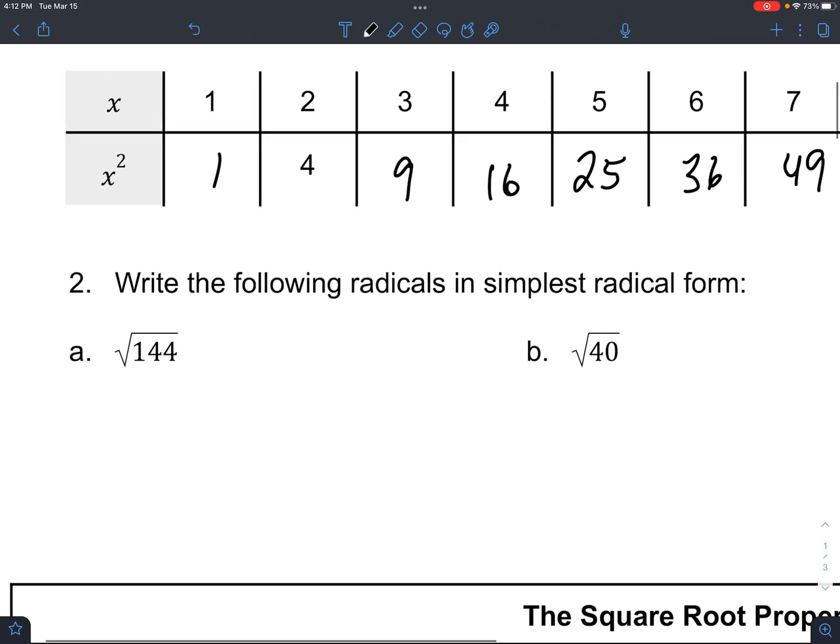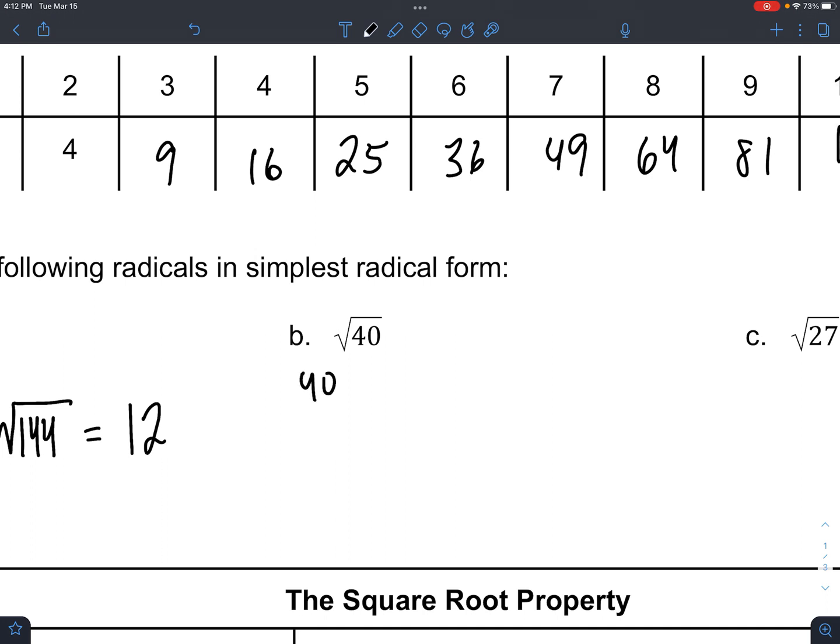And let's recall some simplest radical form things. If you do have a perfect square, we can just take the square root right away. We know that 12 squared is 144. So the square root of 144 is 12.